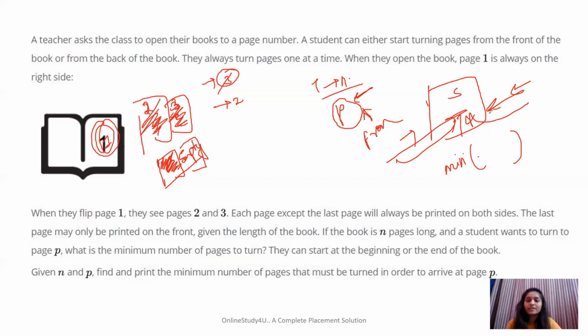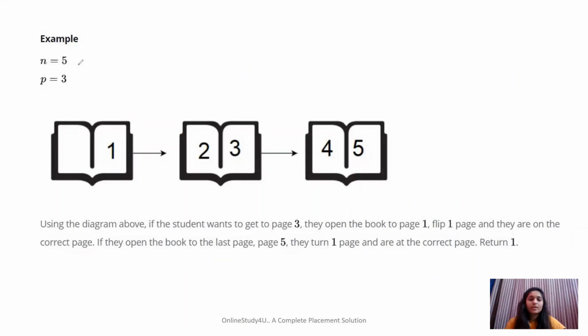Let's see the examples and understand how we can solve this question. Coming to an example, the total number of pages of the book is 5 and the page on which we need to land is 3. So let's understand the minimum number of turns. This is the first page, then page 2, 3, and then pages 4, 5. So here we need to land here.